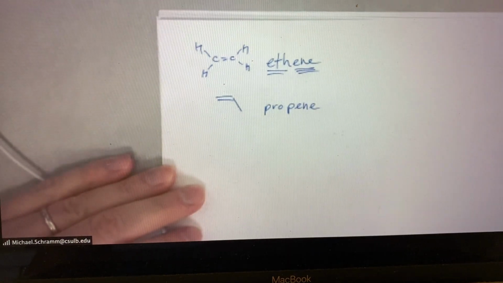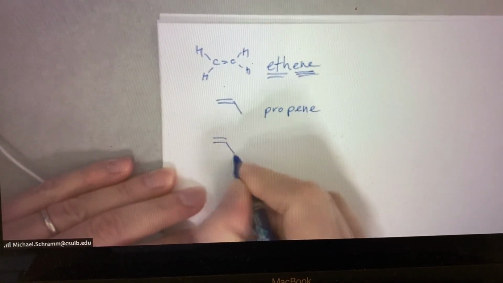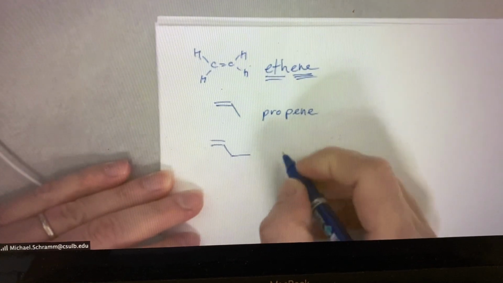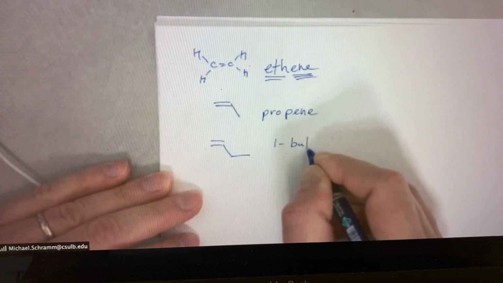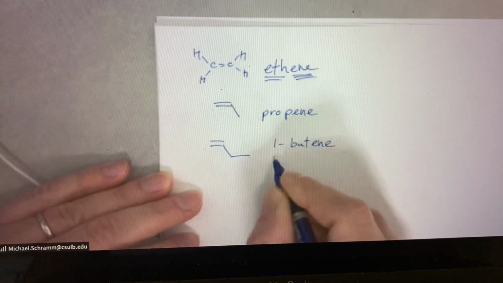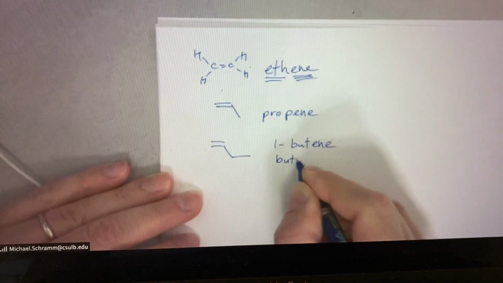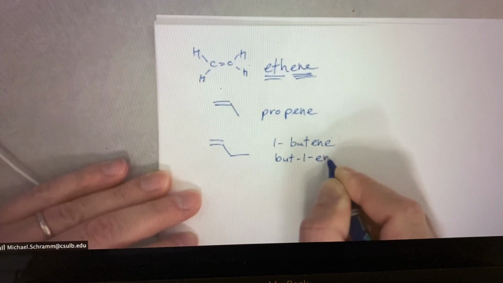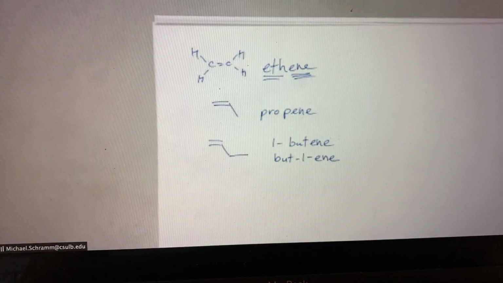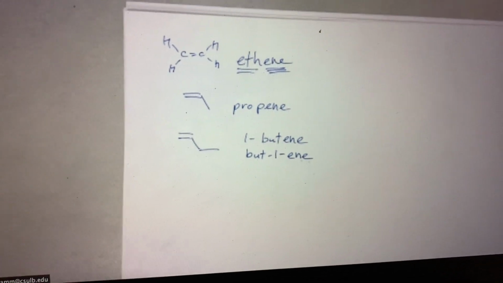This is quite simple. And then when we get to butene, we can have something like 1-butene. 1 describes the location of the double bond. You might have also seen that this could be called but-1-ene. Both of these names are the same. They both have the same exact meaning.